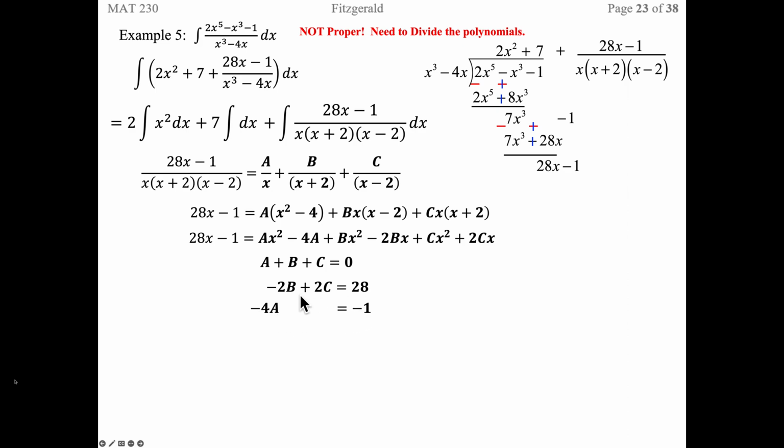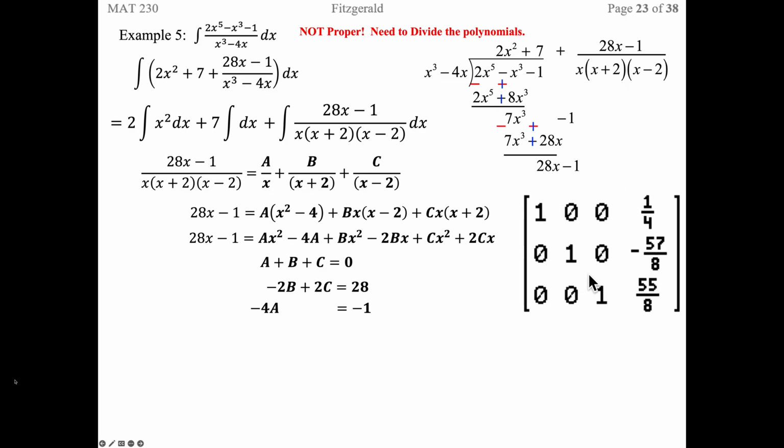All right, here's my downside. I cannot do any back substitution because there's no A here. I can solve this for A, plug it in here, subtract it over, and solve a 2x2 system, maybe substitution or elimination method, but in all honesty, it's quicker just to put it in the calculator. 1, 1, 1, 0, 0, negative 2, 2, 28, negative 4, 0, 0, negative 1. RREF, there's your answer. A is equal to 1/4. B is equal to negative 57 over 8. C is equal to 55 over 8.